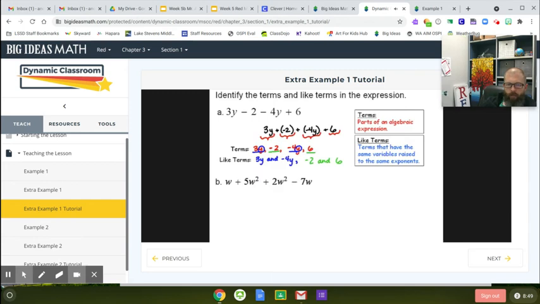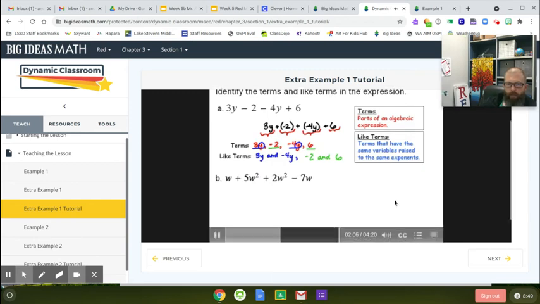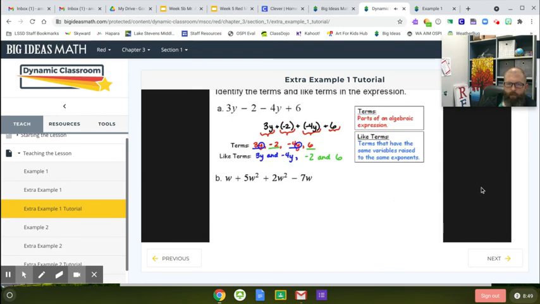Part B. Identify the terms and the like terms in the expression w plus 5w squared plus 2w squared minus 7w. First, rewrite the expression replacing subtraction with adding the opposite. The expression is w plus 5w squared plus 2w squared plus negative 7w. The terms are separated by addition, so the terms are w, 5w squared, 2w squared, and negative 7w.